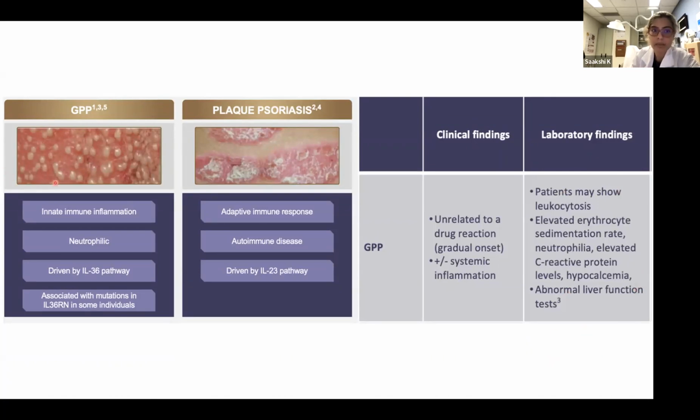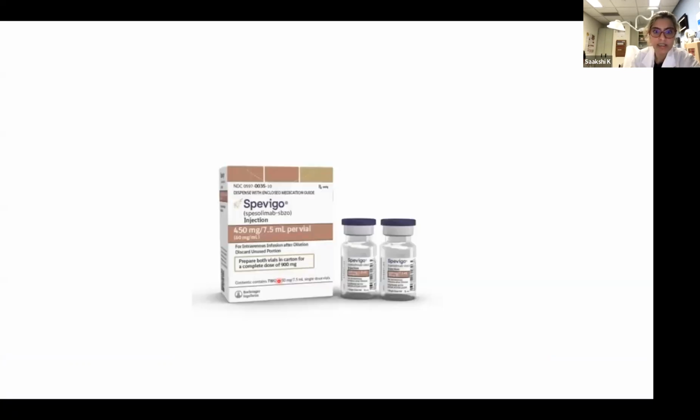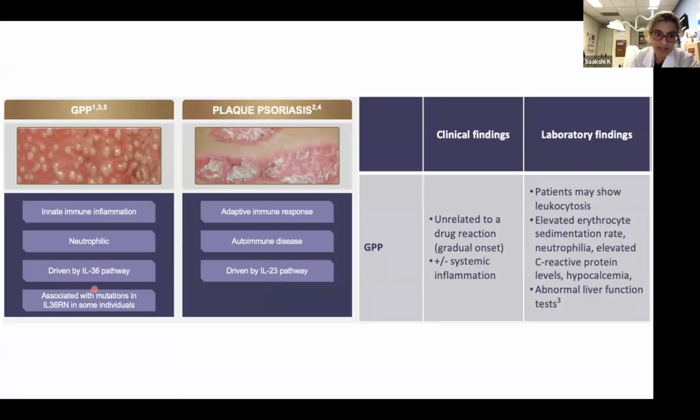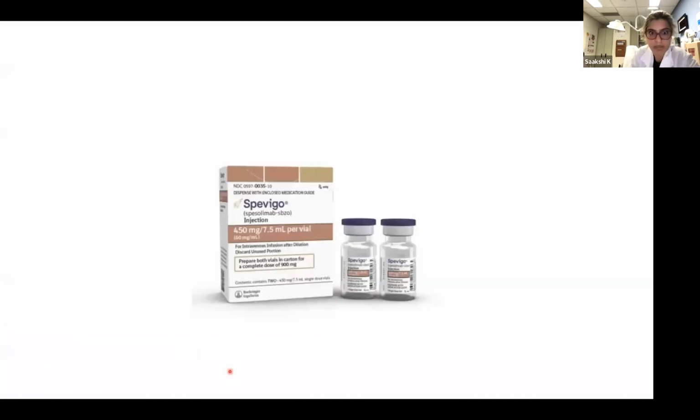Certainly, I can do a skin biopsy, which will differentiate GPP from pustular psoriasis. And the reason that's important is because the treatment is completely different. We have an approved molecule now, and treating plaque psoriasis is completely different. Now, GPP is more neutrophil mediated, and there is IL-36 that plays a role. Plaque psoriasis is more IL-23, IL-17. As I mentioned previously, this Spivigo blocks IL-36. So that's how it works for GPP.